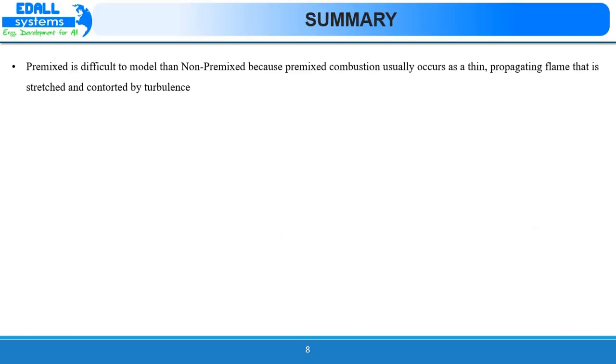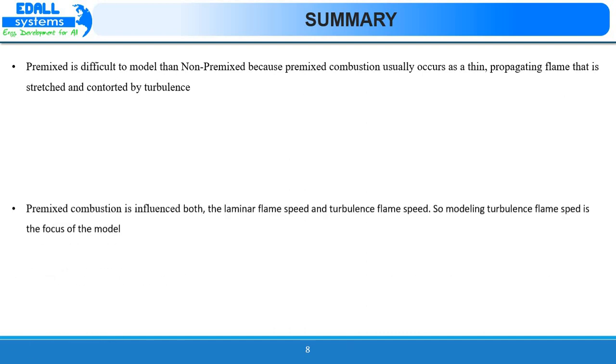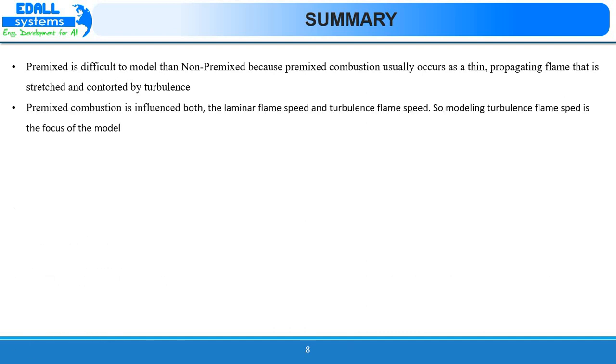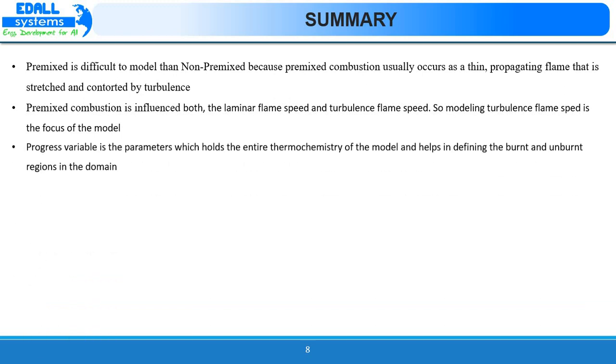So what are the things we studied in today's class? The summary for the class is that we've seen premixed combustion modeling is more difficult than modeling the non-premixed combustion model because the flame occurs as a thin propagating flame which is controlled by turbulence, and thus the focus of the model is that it has to simulate the laminar flame speed as well as the turbulent flame speed. Then we have seen that progress variable is the parameter which holds the entire thermochemistry of the model and helps in defining the burnt and unburnt mixture in the domain.